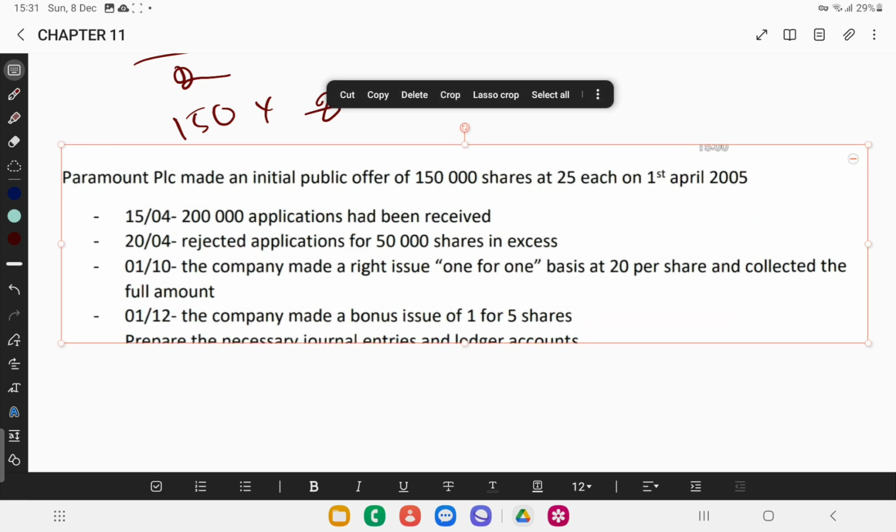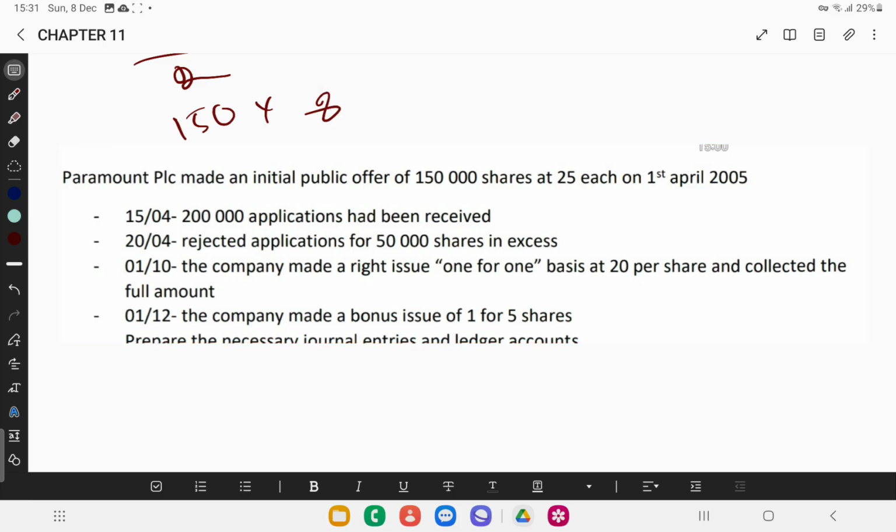Okay, so we have three types of share issue. One is the IPO, the initial public offer, or a normal share issue where you sell shares at the market rate, you get the money. Then you have the rights issue where you sell shares at a discounted price. Okay, so you're selling shares, you're getting money. Then you have the bonus issue where we are giving shares free of charge.